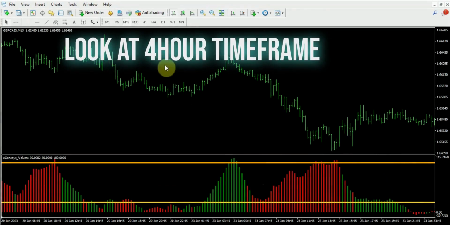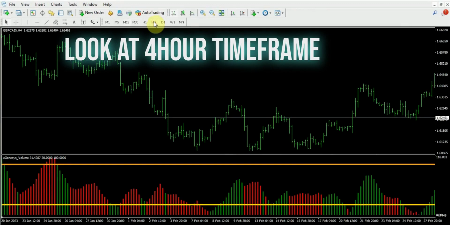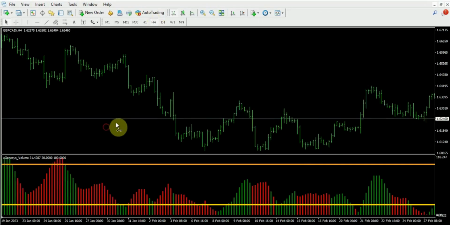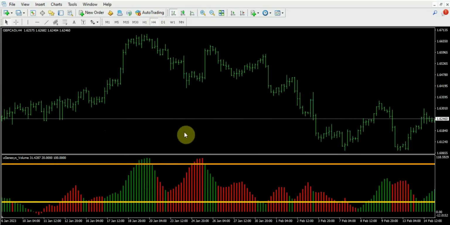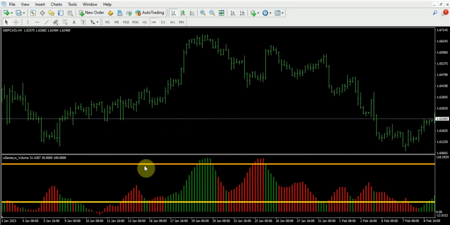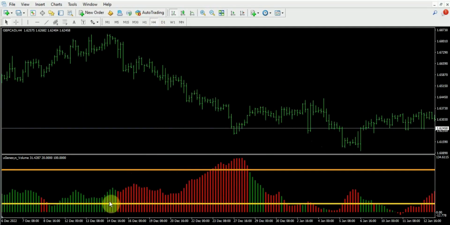Finally, let's take a look at our 4-hour chart just to see some examples, because we found that the 4-hour time frame is actually the best time frame to use with this indicator to get some very profitable trades. Let's take a look, for example, at this section right here. You can see we have our red bars and they're above the line, so we know that it's good for us to enter into trades.